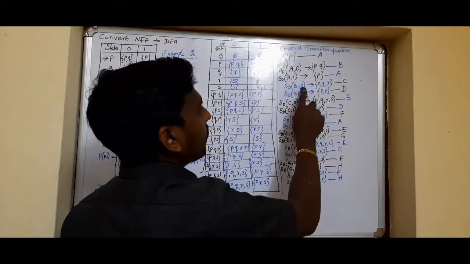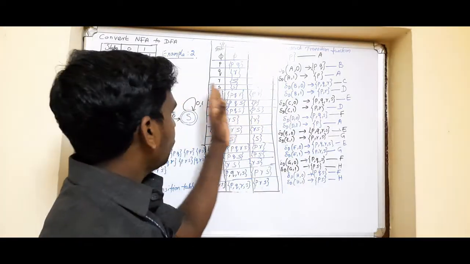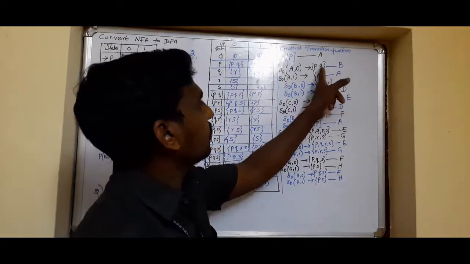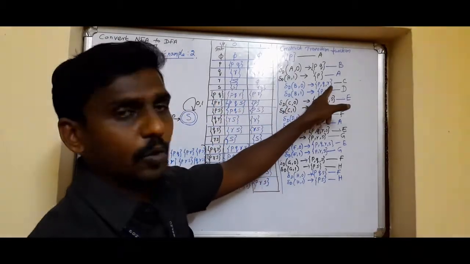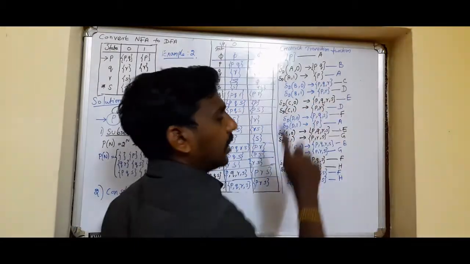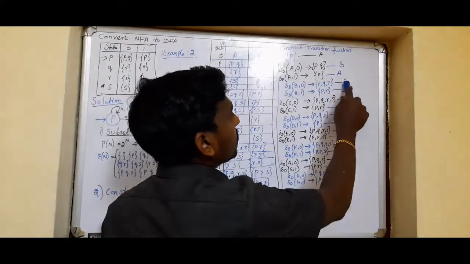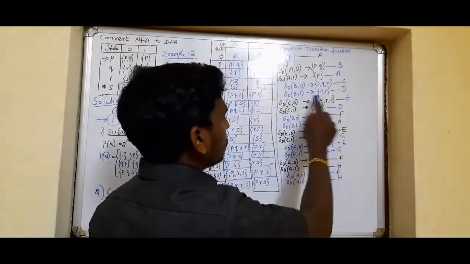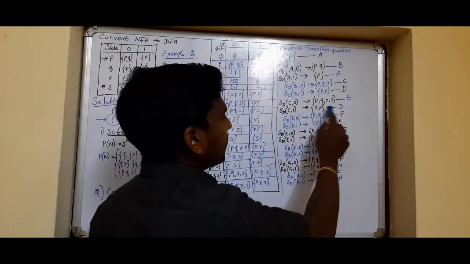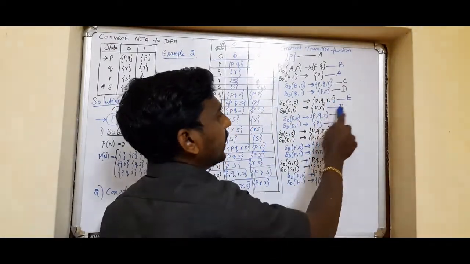So I go with B comma 0 and B comma 1. If you check B comma 0, B means nothing but PQ. So PQ comma 0, PQR. That's what B comma 0 gives, PQR. Similarly, B comma 1, PR. Right? So PQR is a new state, C, and PR is a new state, D. And for C, similarly, I find C comma 0 and C comma 1. So I got new states E and D.